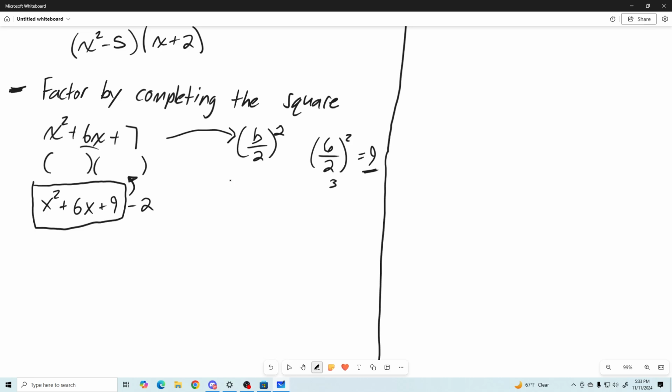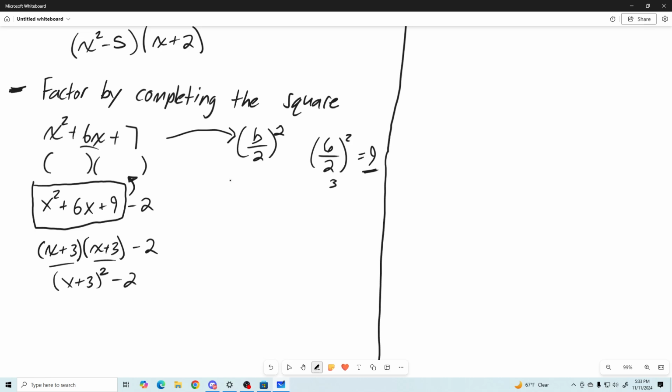Because now, what numbers multiply to get 9 that add to equal 6? Well, it's 3 and 3. It's the same number. So now we have x plus 3 and then x plus 3. You notice it's the same number twice. And the reason we call this completing the square is because x plus 3 times x plus 3 is actually just x plus 3 squared, and then minus 2.